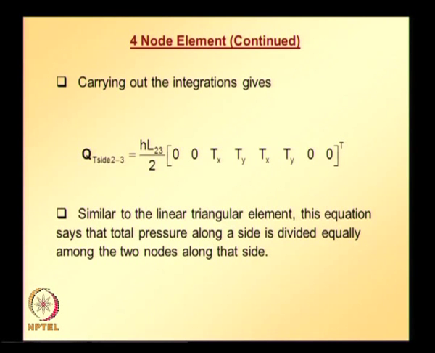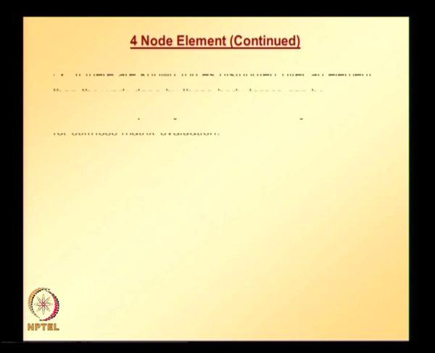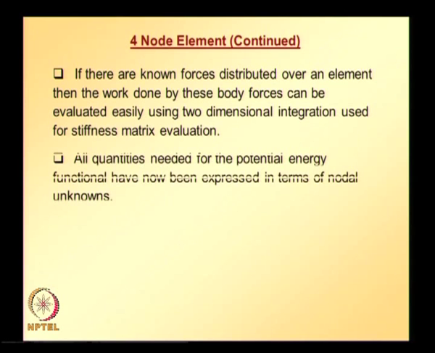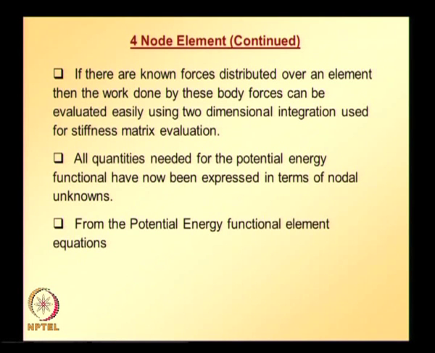If there are known forces distributed over an element, then the work done by these body forces can be evaluated easily using 2-dimensional integration used for stiffness matrix evaluation. All quantities needed for the potential energy functional have now been expressed in terms of nodal unknowns. So, finally, from the potential energy functional we get Kd equal to Q transpose.